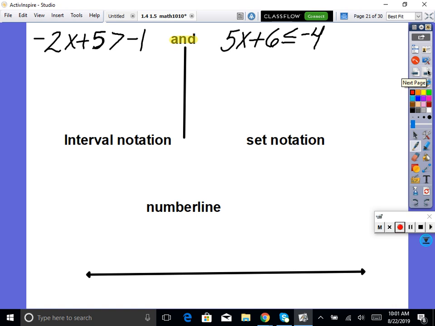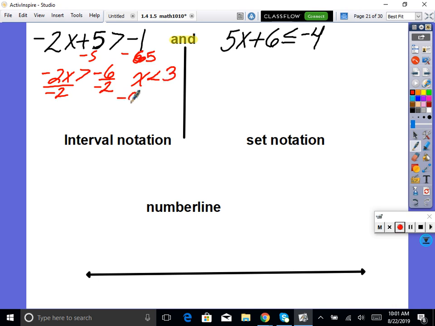-2x plus 5 is greater than -1, and 5x plus 6 is less than or equal to -4. So we just solve them individually. Once again, -2x is greater than, I meant to do -5. So that's -6. Divide by -2. We just divided by a negative, correct? So this is x values less than 3. So let's write that in interval notation.